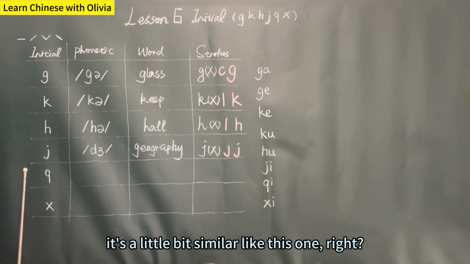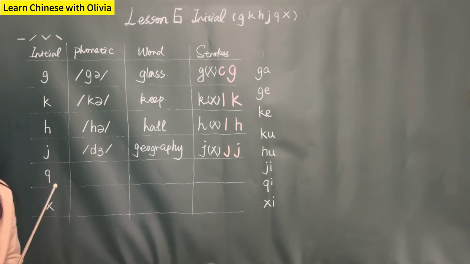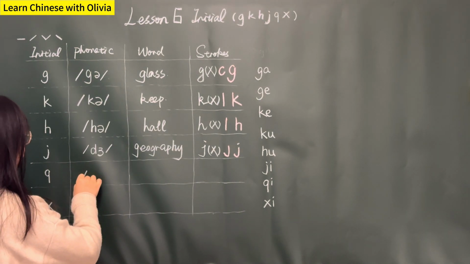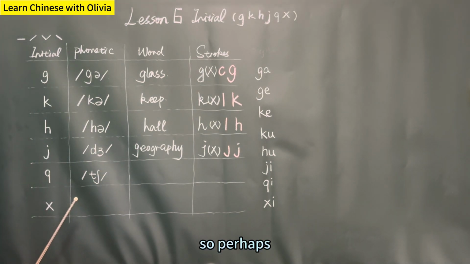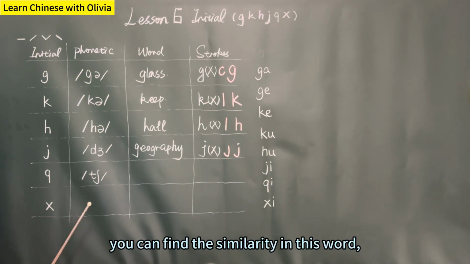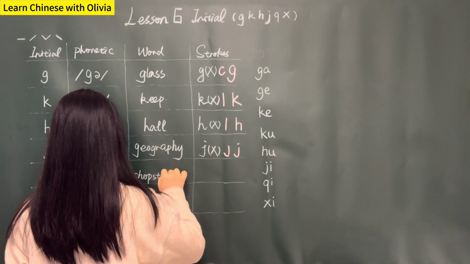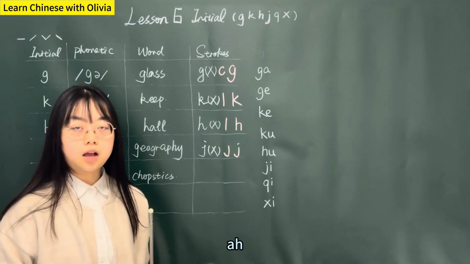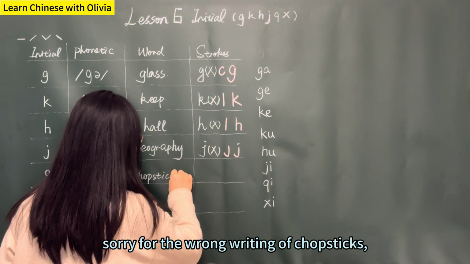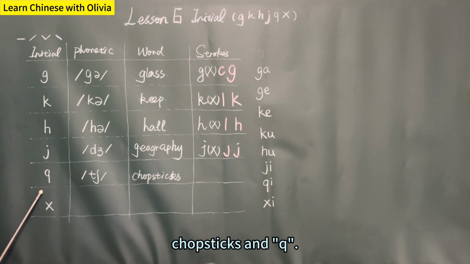And for the next one, qi, qi. It's a little bit similar to this one, right? So we can find an English phonetic similar to this one. This one, chi. Perhaps you can find the similarity in this word. Chopsticks. Sorry for the writing. So chopsticks and chi.